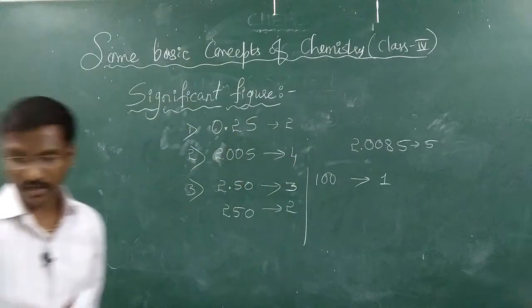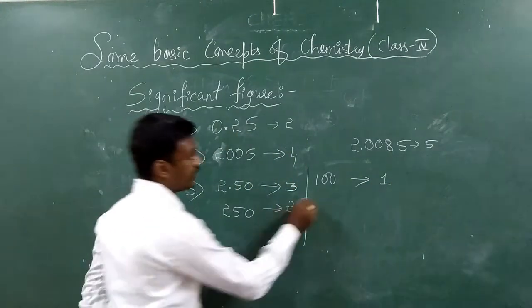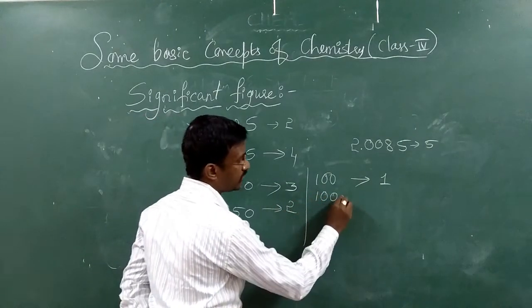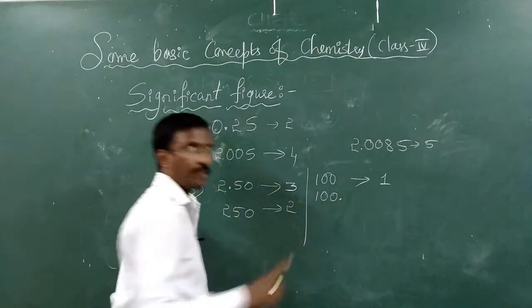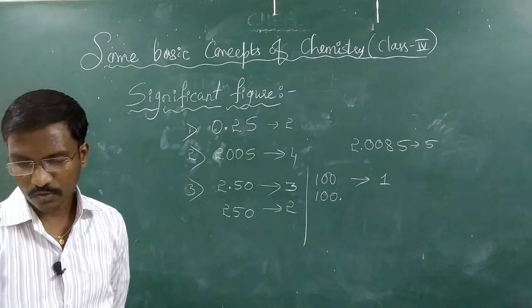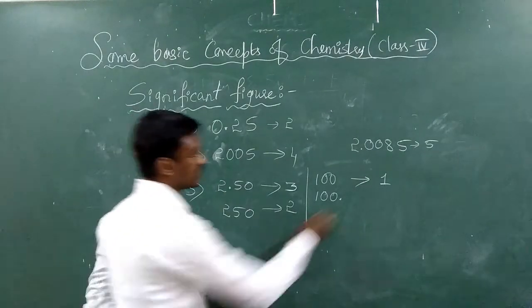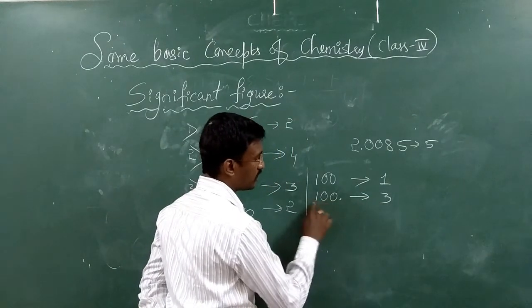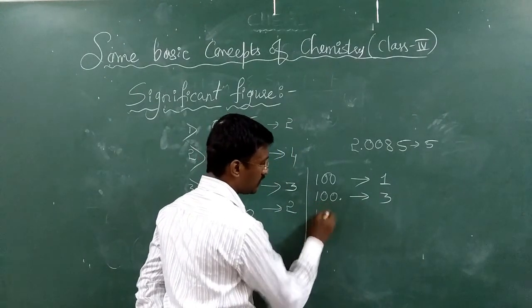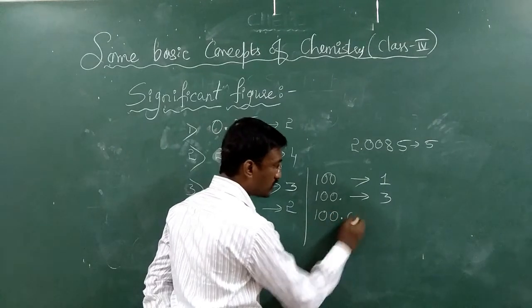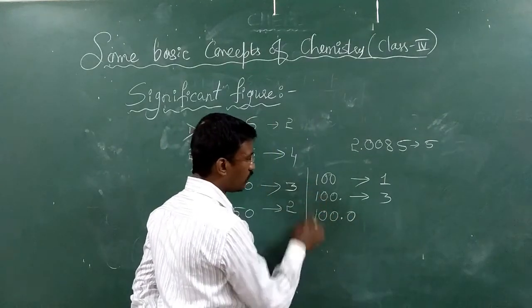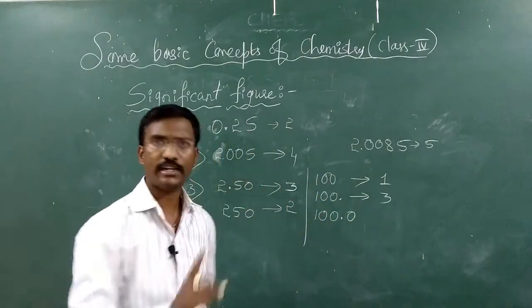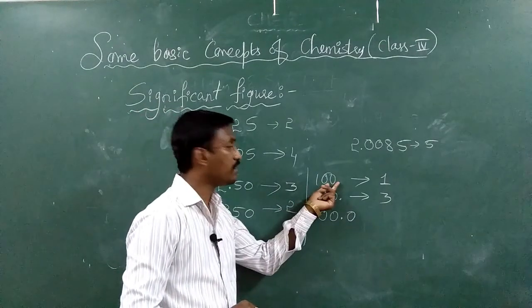If the same number is 100 with a decimal point, at that time we have to consider the zeros. So the significant figures of 100. are 3. And 100.0 is also there. No doubt the values are the same, 100, 100, 100 only. But in the first case the decimal point is not there.